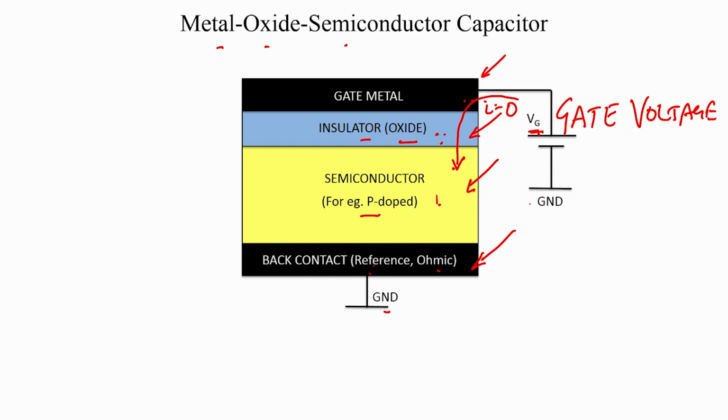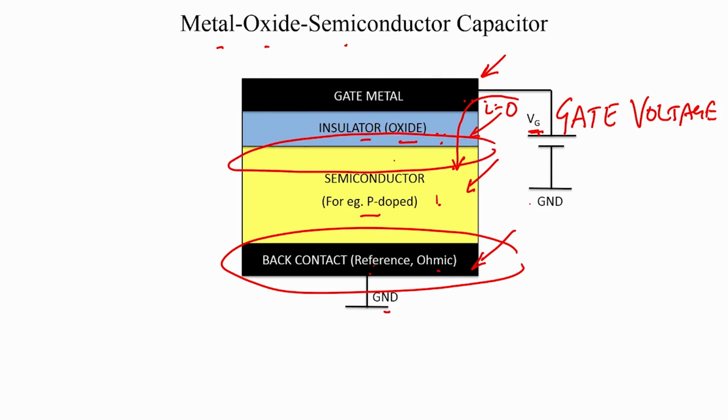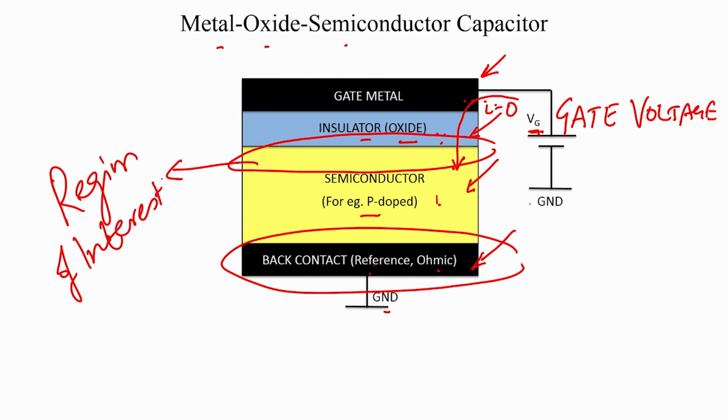Now, as usual, let us start looking at the band bending diagram. Let us take the gate metal. We will not worry about the back contact, we will just assume it is an ideal ohmic contact, because everything that is interesting with regard to this device happens here at the insulator semiconductor interface. This is the region of interest, because that is where the junction is. So we are basically creating a junction.